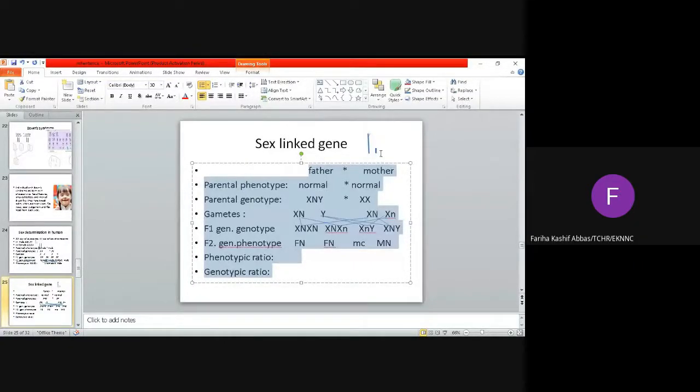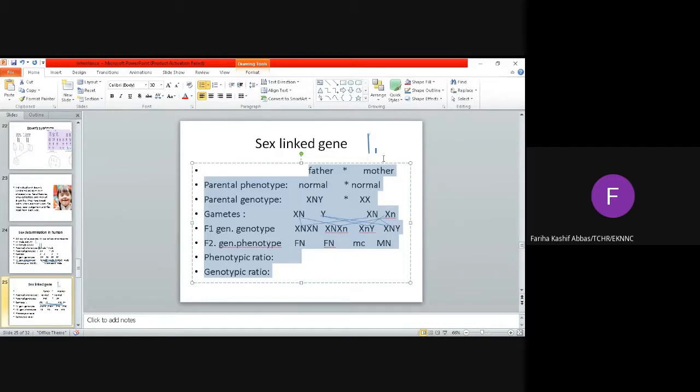Therefore, the Y chromosome normally carries only the genes related to male characters. It doesn't contain any sex linked gene. So mainly the sex linked genes are present on your X chromosome, not on the Y chromosome. Color blindness is a sex linked disorder.